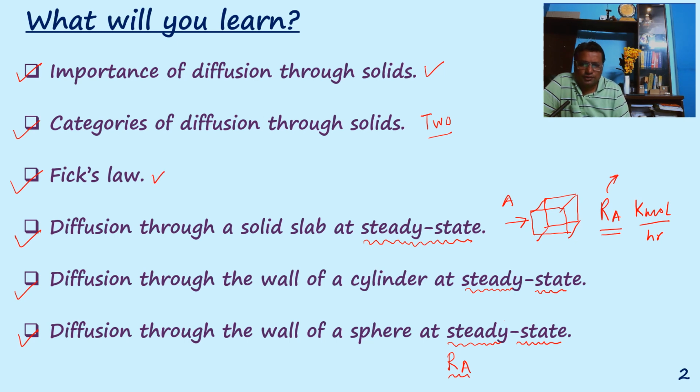Then for this particular category, that is, for solid diffusion that follows Fick's law, we are going to consider three cases: diffusion through a solid slab, diffusion through the wall of a cylinder, and then diffusion through the wall of a sphere. All the three cases will be discussed at steady state, where the rate of diffusion is not going to change with time. Okay, so let us continue.